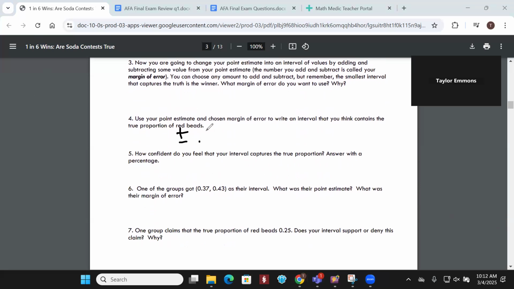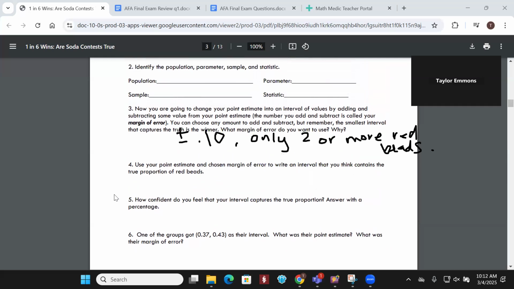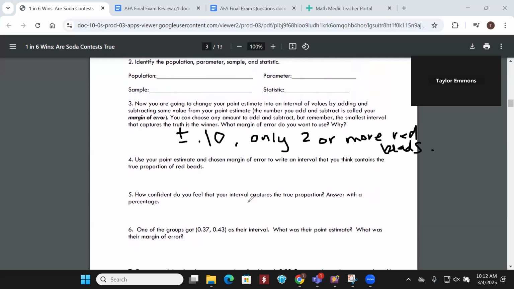Use your point estimate and chosen margin of error to create an interval that should contain the true proportion of red beads. So our point estimate, sorry, that should have been on 3. Let me scroll down. We've got 0.35 plus or minus 0.1. So what's 0.35 plus 0.1?